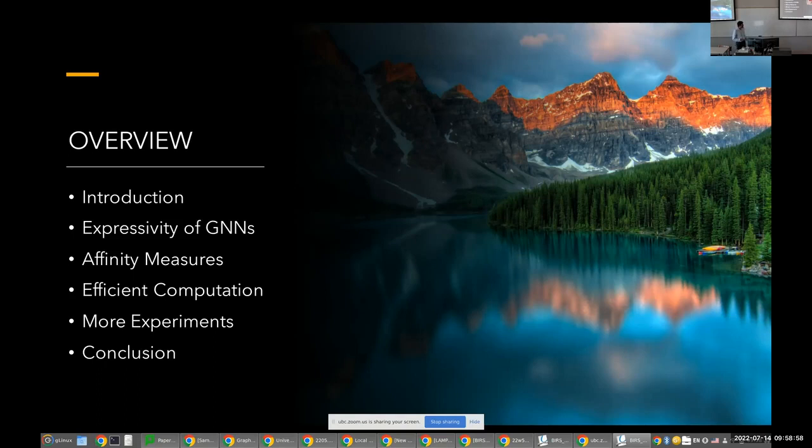I should note that since this is located at the Banff Institute, I tried to find some appropriate scenery here. So if you don't take anything else from my talk, hopefully you'll be pleased with some of the nice images of mountains and lakes. Anyway, let's proceed.